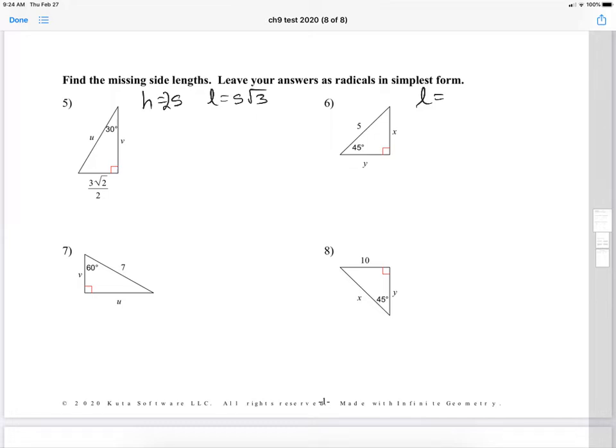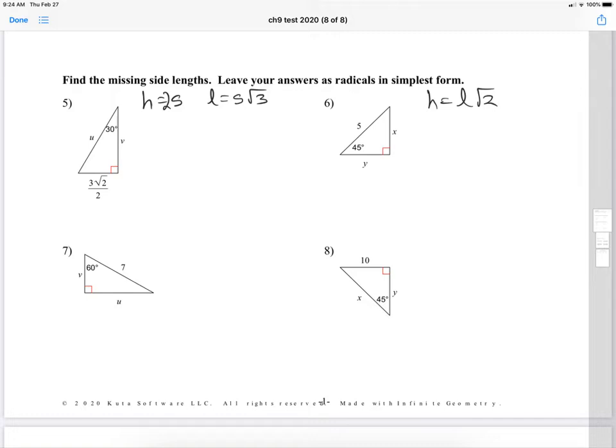The hypotenuse is equal to the leg times the square root of 2. Okay, so let's go back to number 5.